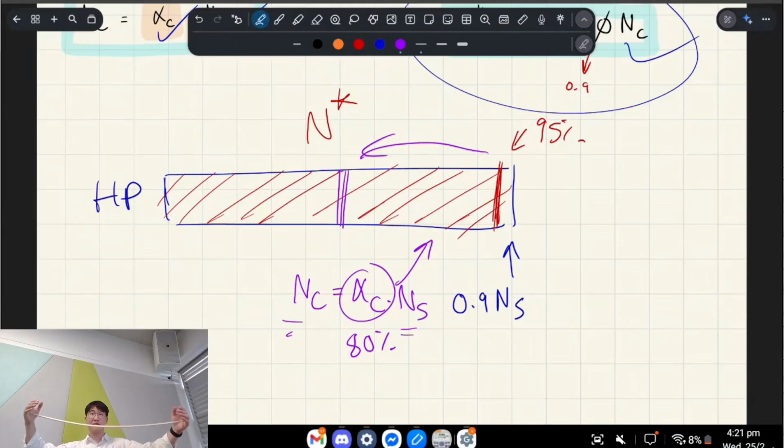The slenderness that we calculated has caused our yield capacity, like our squash capacity, to be reduced by over 50%. For this, it would be even more. This is reduced by like 99%, you know what I mean?